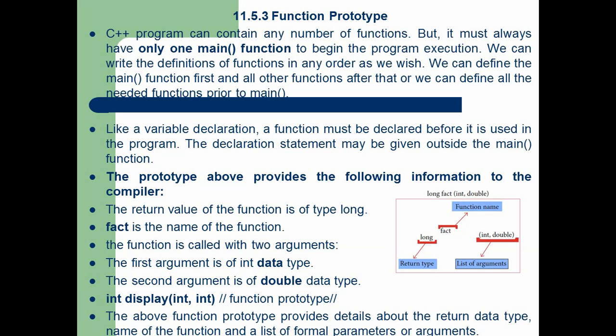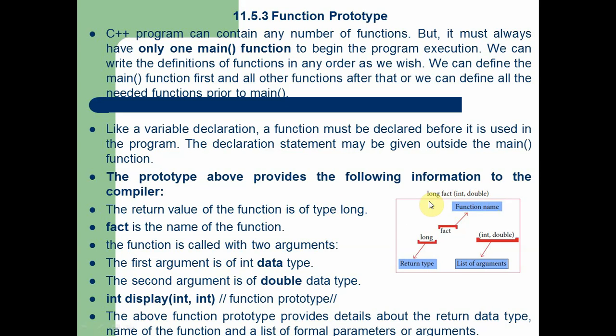So the prototype provides the following information to the compiler: the return value data type, function name, and list of arguments. See the diagram. Here it is a prototype of a function, namely fact. Long is the output or return data type of this function. Fact is the function name. Within the parentheses, we declare a list of two arguments or parameters. So this function accepts two inputs, one is int, another one is double.